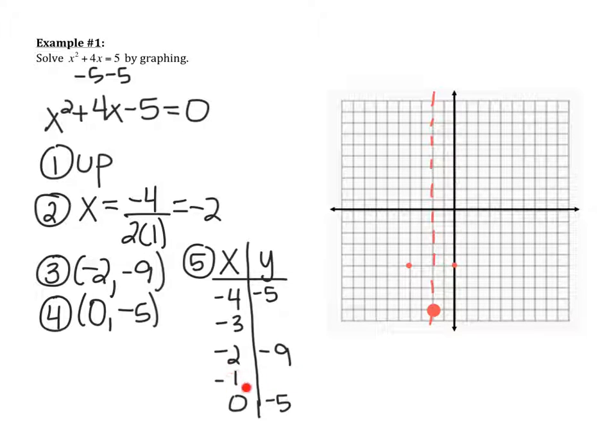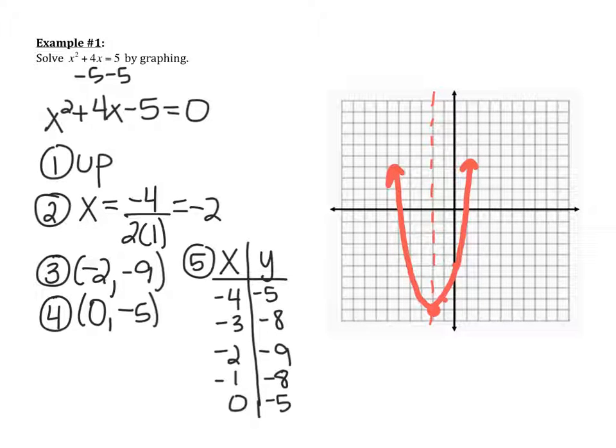To me, putting negative 1 in would be a lot easier than putting negative 3 in. So I'm actually going to use this one first. So negative 1 squared is 1. 4 times negative 1 is negative 4. So 1 minus 4 is negative 3. Minus 5 is negative 8. So it's negative 8 here, which means it's negative 8 here. So now all I got to do is graph these 2 points to get my parabola. So now that I've graphed all of my points, I'm going to take a nice smooth curve and connect all of my points for my parabola.